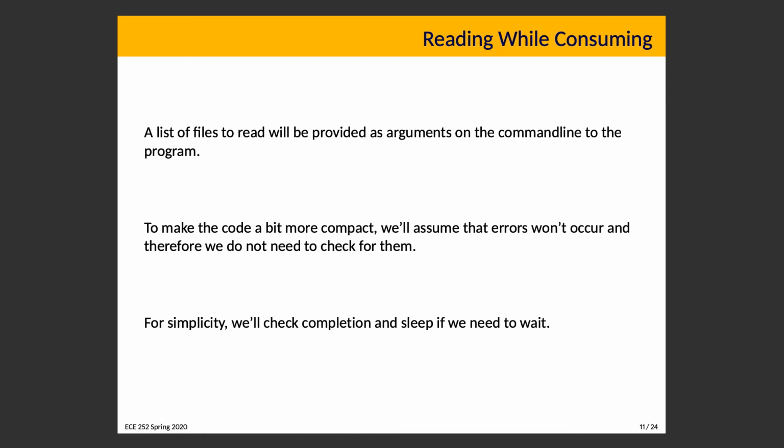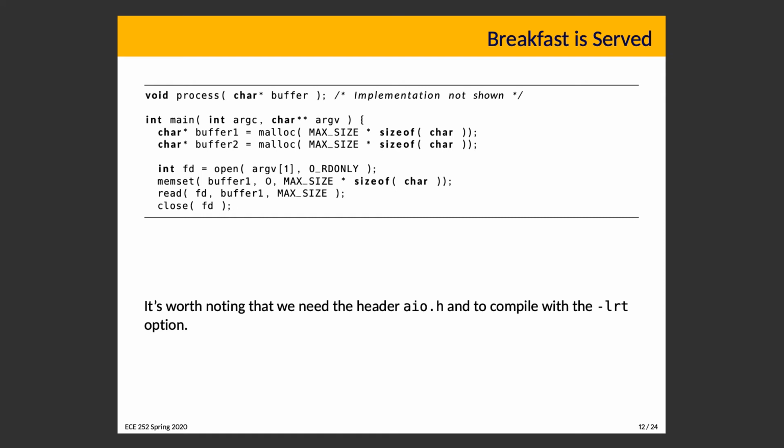Okay, so we'll assume that there is a function process which takes a buffer. What it does is not important, so its implementation is not shown. And we'll then do the rest of the setup. Also not shown are the rest of the headers, but it is necessary to include the header aio.h and to compile with the -lrt option. No, not light rail transit, but I understand why you might have guessed that.